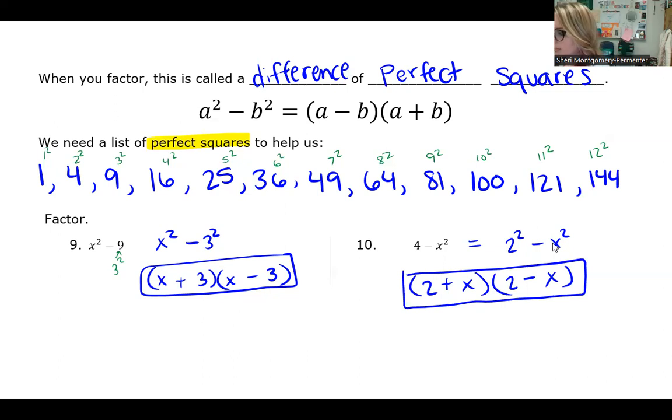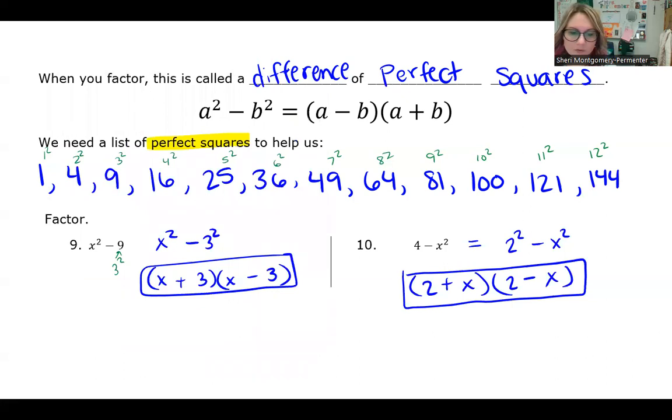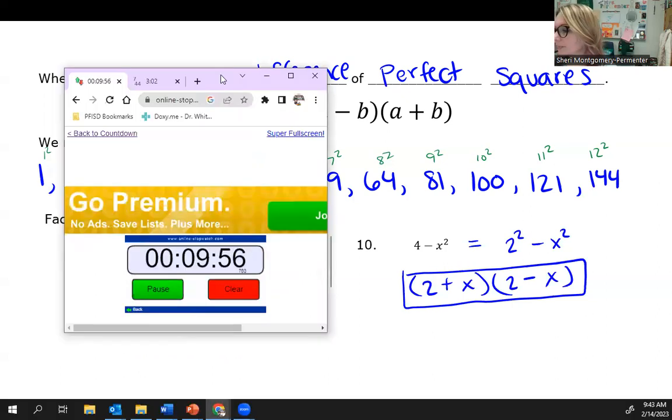So you guys are going to take some time. You have 4 more of these to do, 11, 12, 13, and 14. So first thing you got to do is rewrite it and then use that little formula. So I'm giving you guys some minutes. You got 4 problems to do.